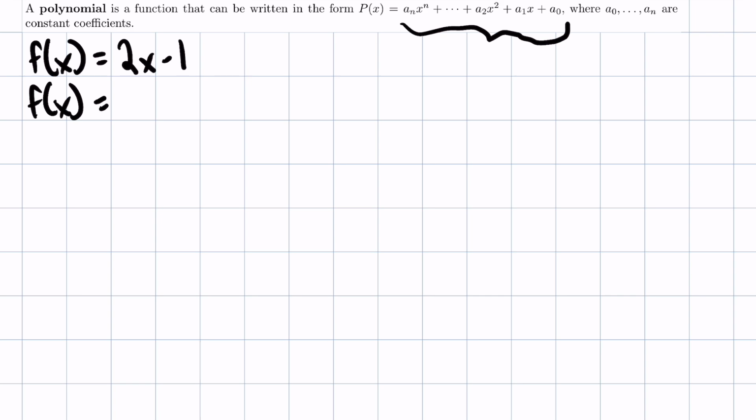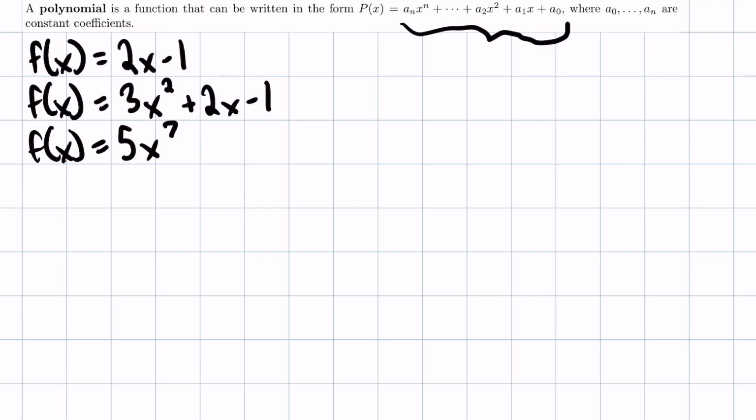We could have something with an x squared in there. And we can go as high as we want, right? 5x to the 7th. All of those would be considered polynomials.